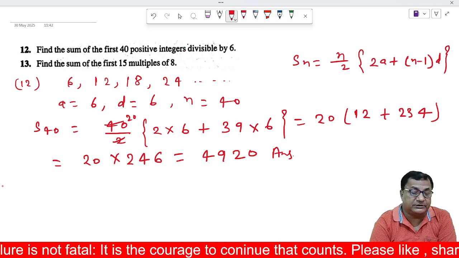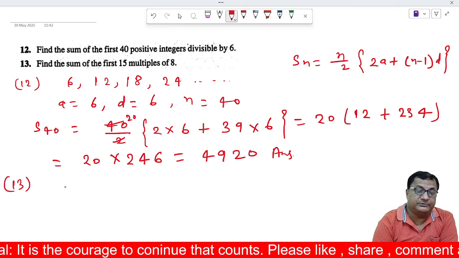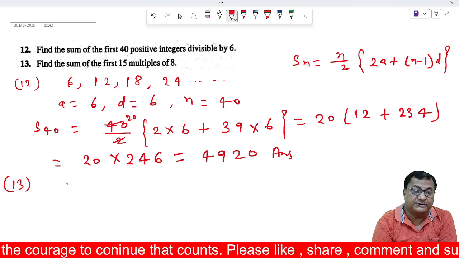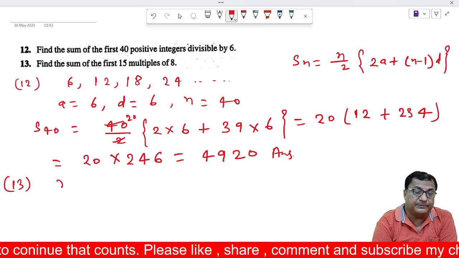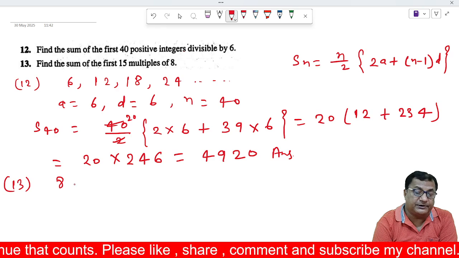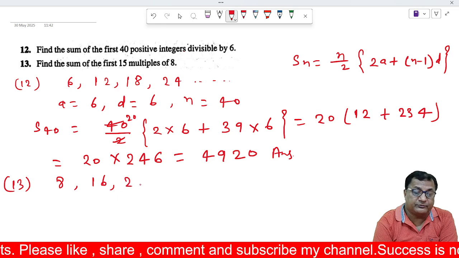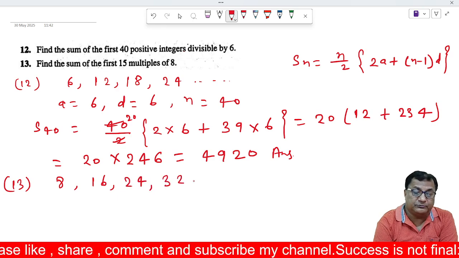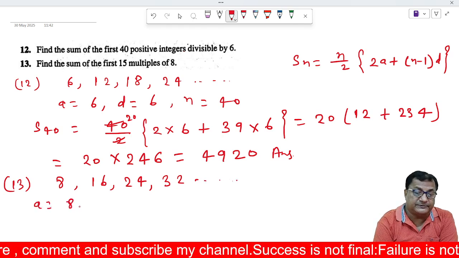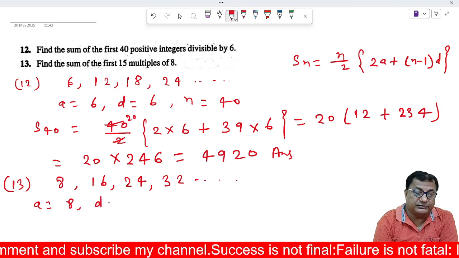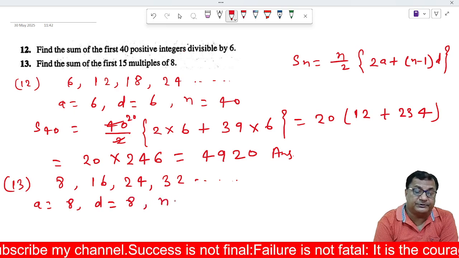Now see question number 13. Question 13 is: find the sum of the first 15 multiples of 8. This will also be done in the same way. So the AP will be, because these are multiples of 8, 8, 16, 24, 32, like this. This is in AP. A is equal to 8, D is equal to 8, and N is given as 15.